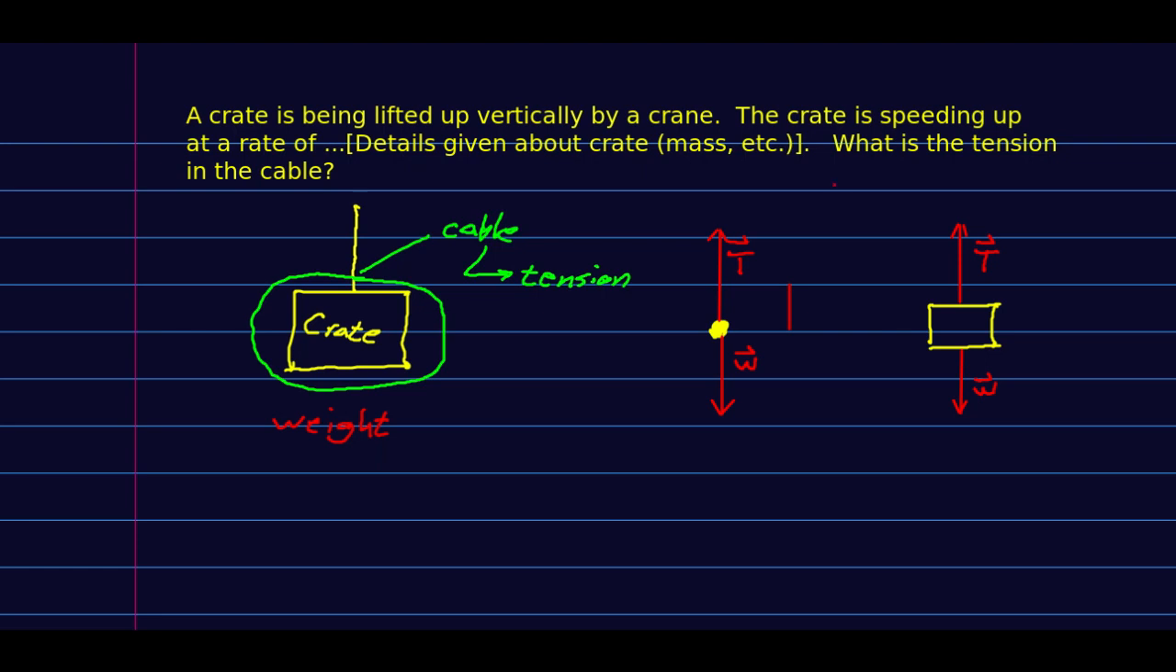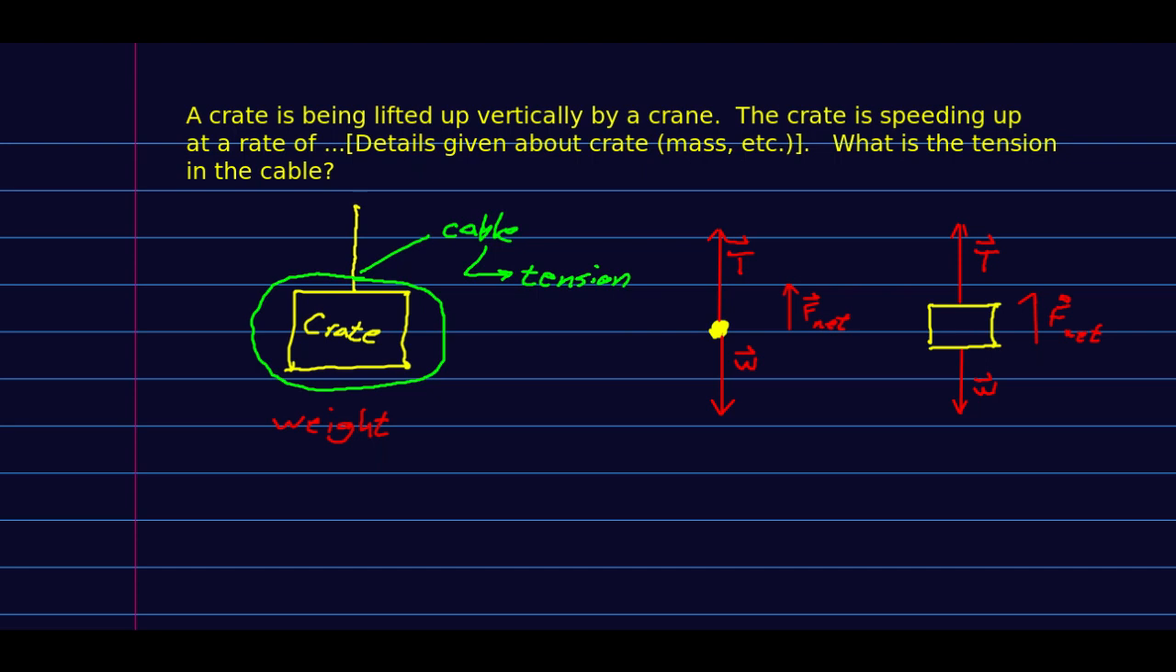So, which way is it? This crate is speeding up as it goes up. So it's accelerating in the direction it's moving because it's speeding up. And so Fnet must point up. So there's Fnet, and I'll put it on the other diagram as well. There.